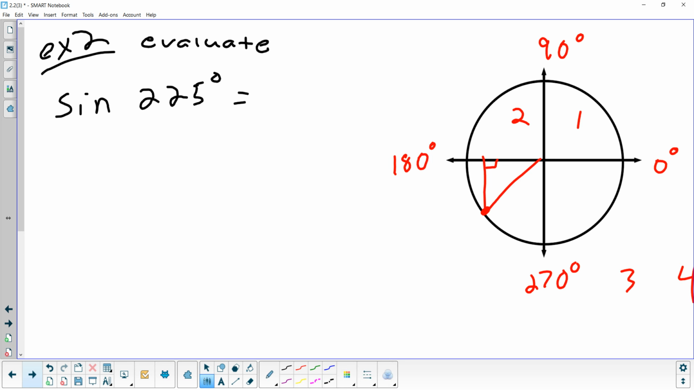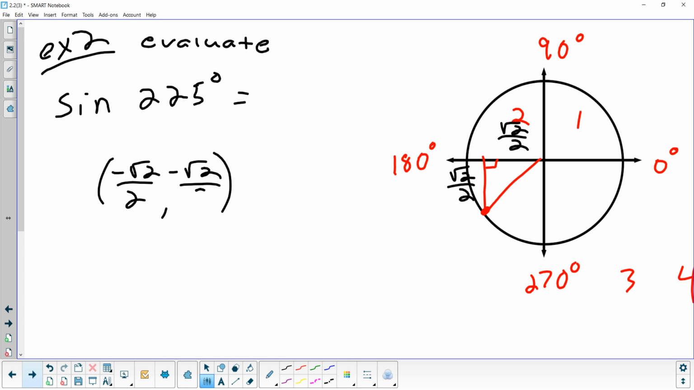And Aiden, how long is each side in the 45, 45, 90? Square root of 2 over 2. Yep, they're both square root of 2 over 2. The only thing we have to be careful about is we are in the third quadrant. So, Angelina, what's going to be my coordinate for 225? Negative square root of 2 over 2, negative square root of 2 over 2. Yes. Anytime you're in the third quadrant, both your x and your y are negative.